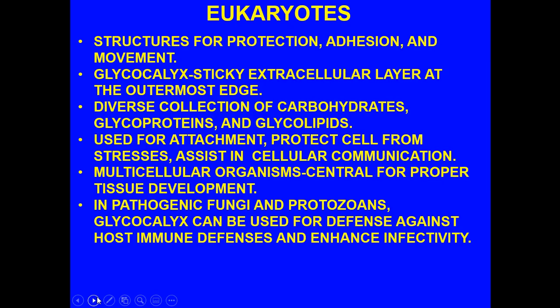And if we move forward, we're going to talk about basically structures for protection, adhesion, and movement. The glycocalyx is a sticky extracellular layer at the outermost edge of the cell. And it's really composed of a diverse collection of carbohydrates, glycoproteins, and glycolipids. It is used for attachment. It is used to protect the cell from stresses and to assist in cellular communication.